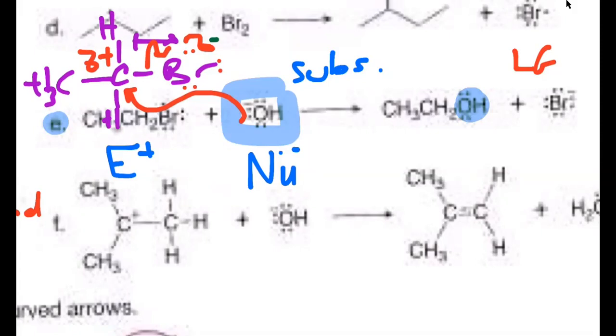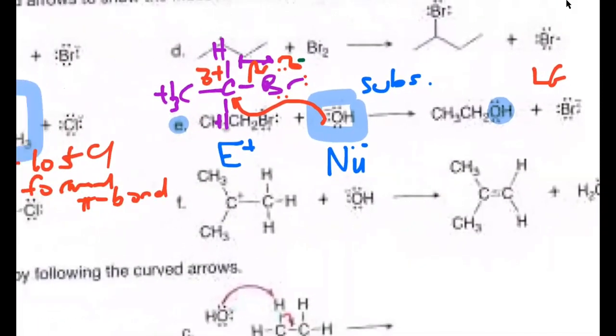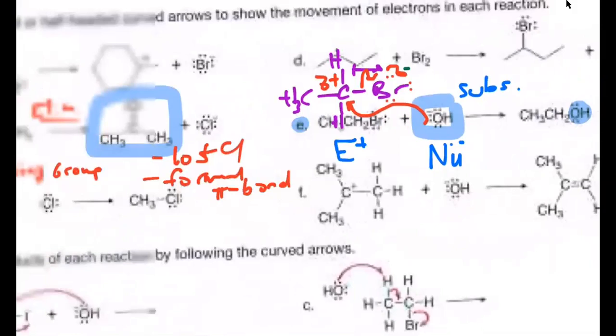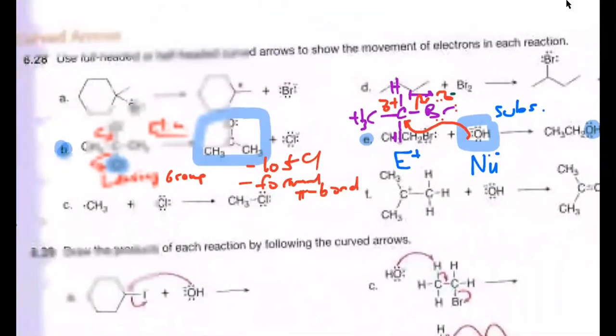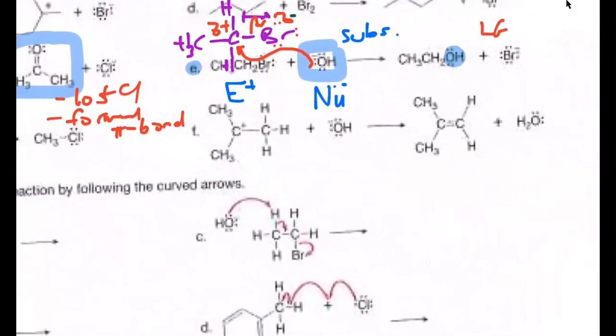All right, so now we're starting to see some of these terms in action. So you see your nucleophile, your electrophile, you see the leaving group, you see the substitution happening. So let's do another example and see if we can push this a little further. Let's do F.